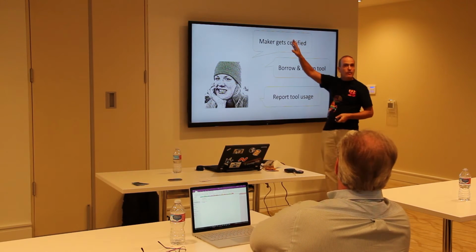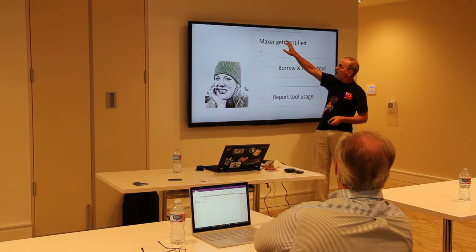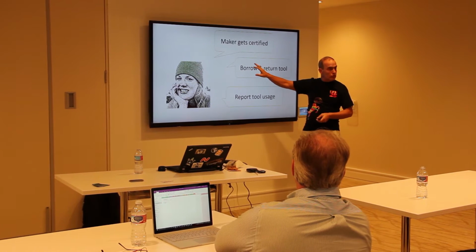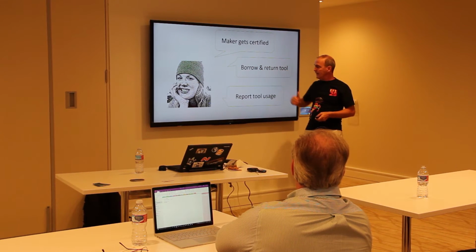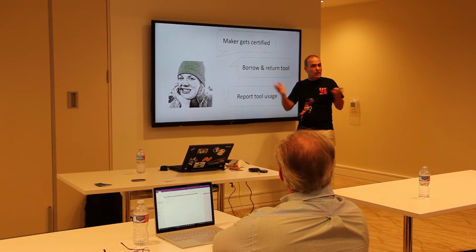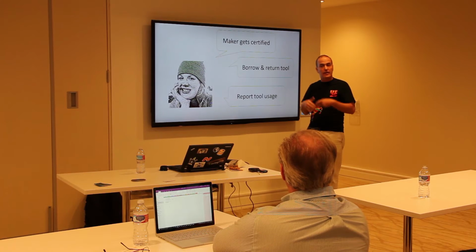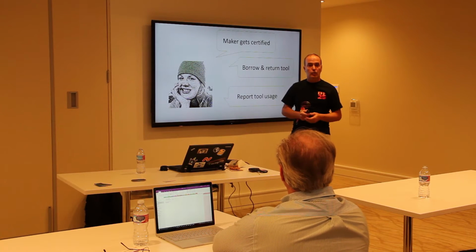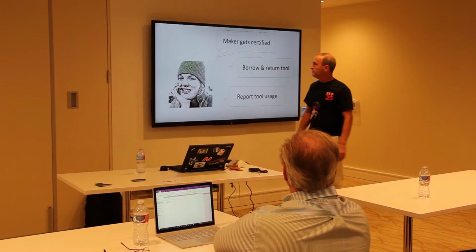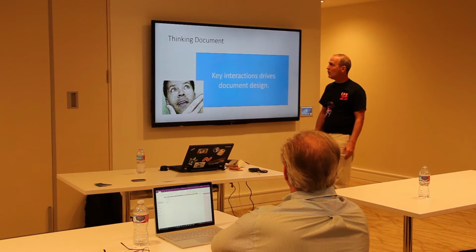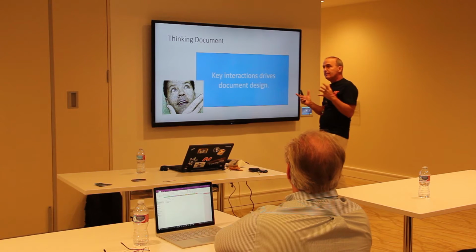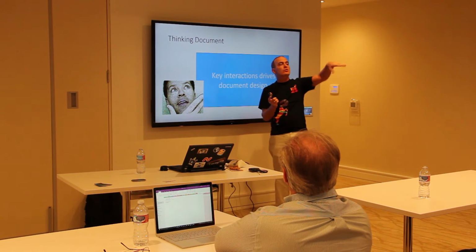Well, we have these maker people, right? And they get certifications. And then we have tools, and they need to borrow and return a tool. And we need to be able to do accounting, right? See what tools are out for lunch and what are going to be checked back and who's delinquent and should we buy more hammers because we have so many hammer users. Hammer time.